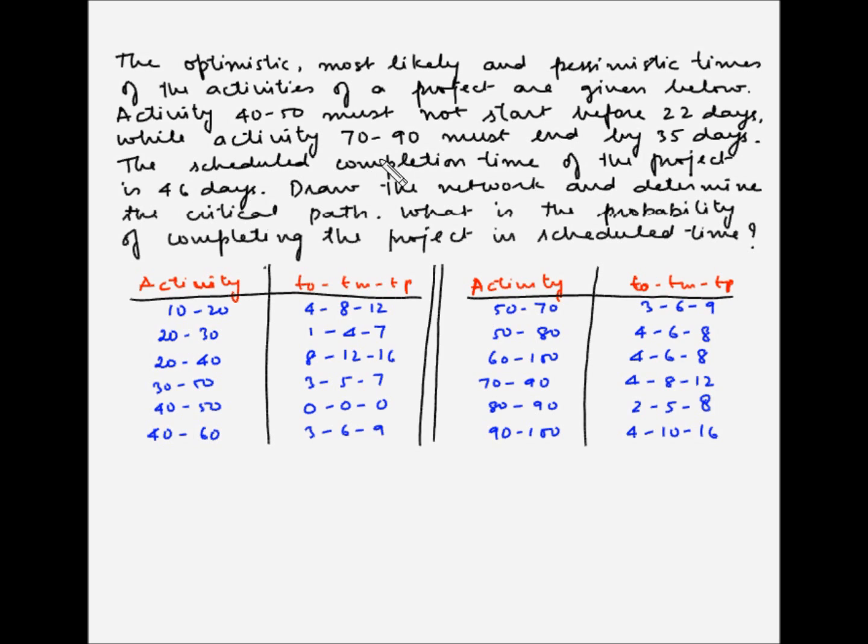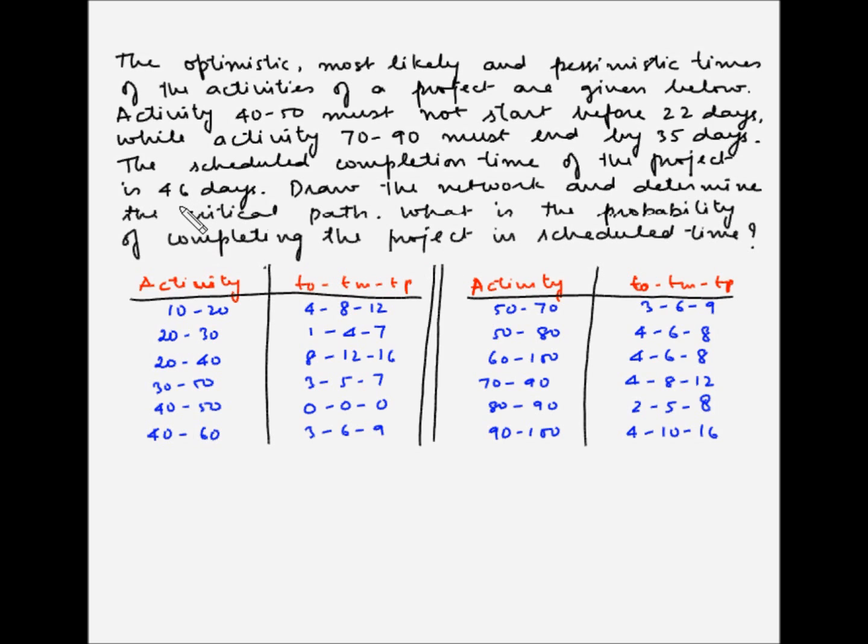Now the scheduled completion time of the project is 46 days. So the management has said that the project needs to be completed by 46th day. Now we have to draw the network and determine the critical path. Also, what is the probability of completing the project in the scheduled time?